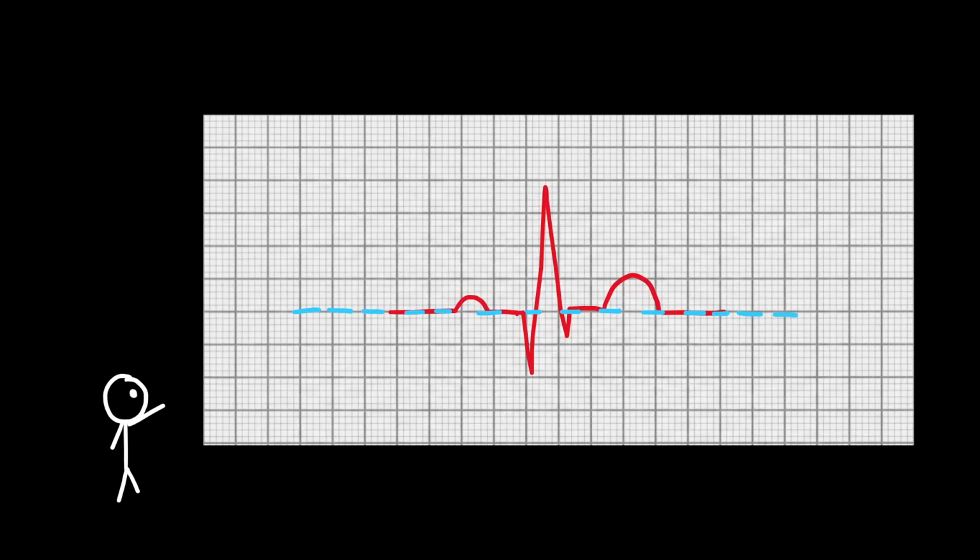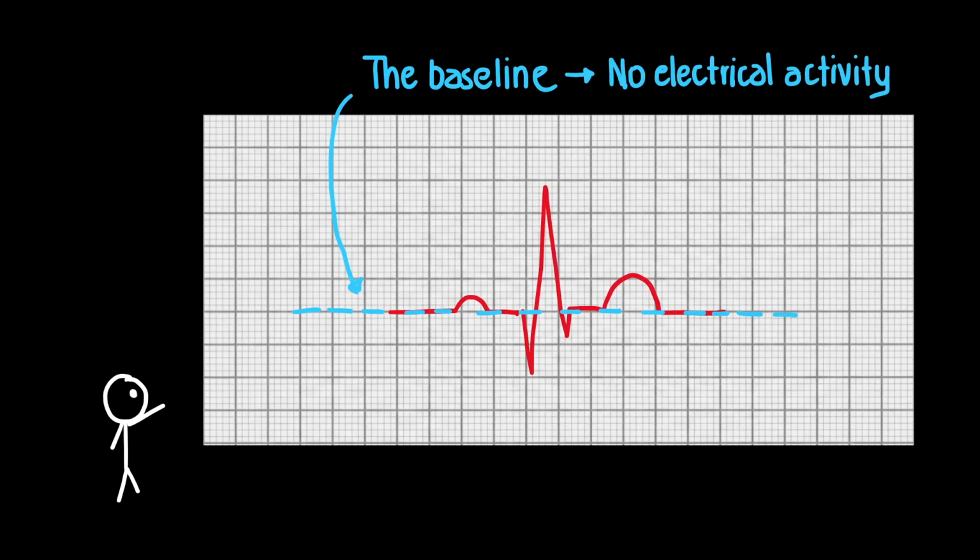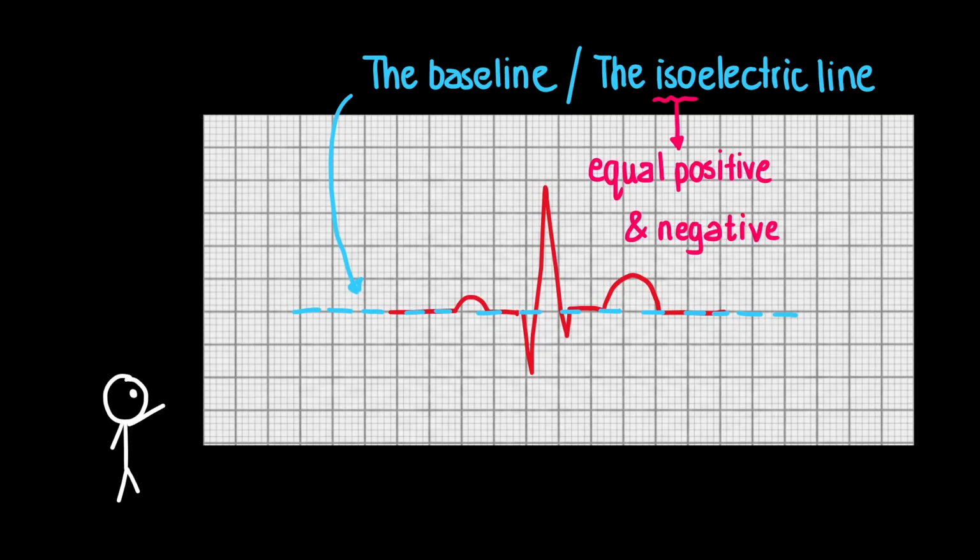Everything on the ECG is measured against one reference, the baseline. And the baseline is a flat horizontal line that appears when no net electrical activity is happening. The line sits still, neither up nor down. And it has another name, the isoelectric line. Iso meaning equal: positive and negative forces cancelling each other out, and the net result is 0.